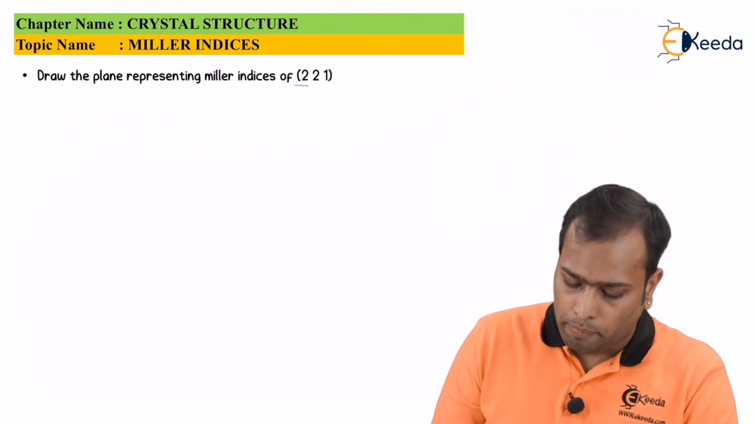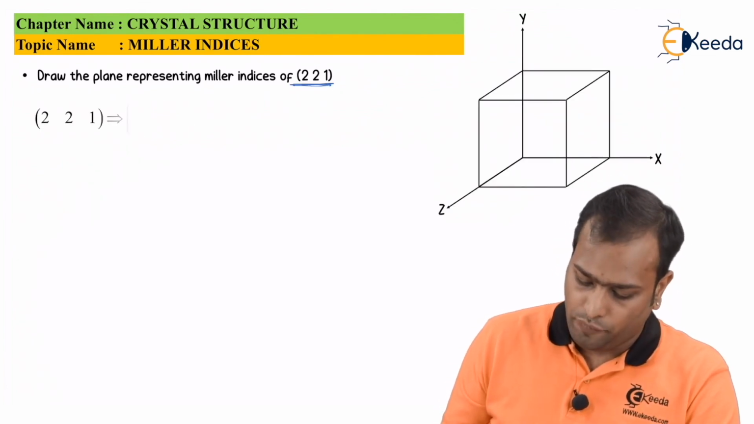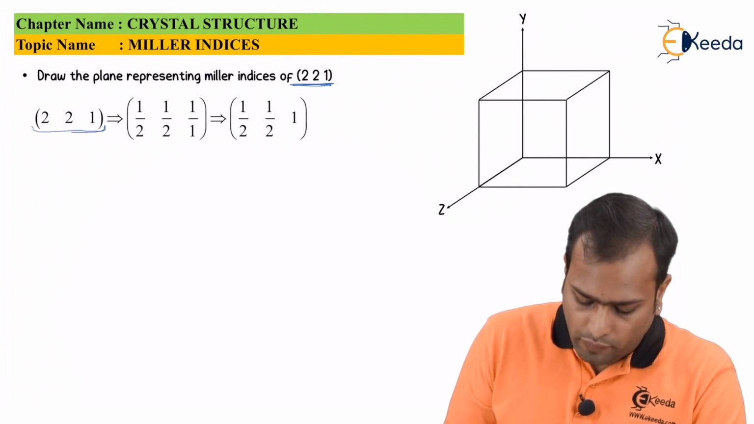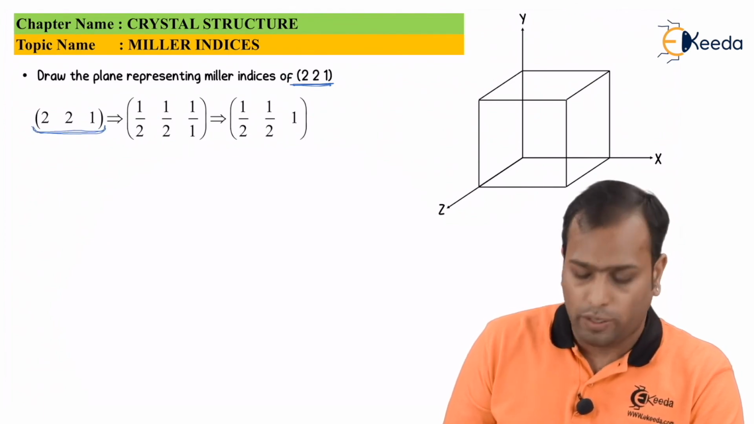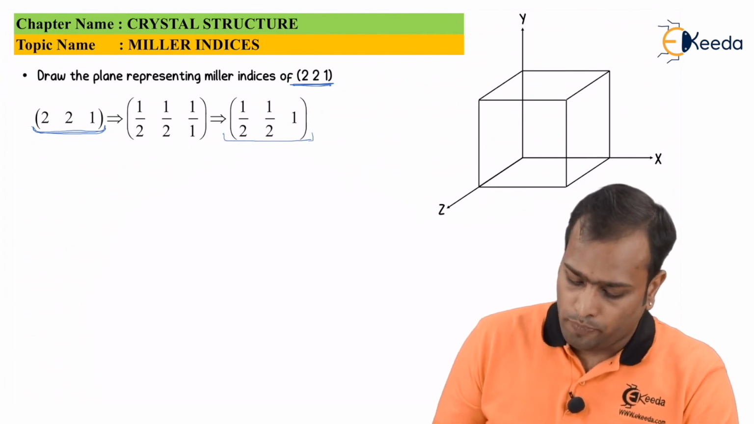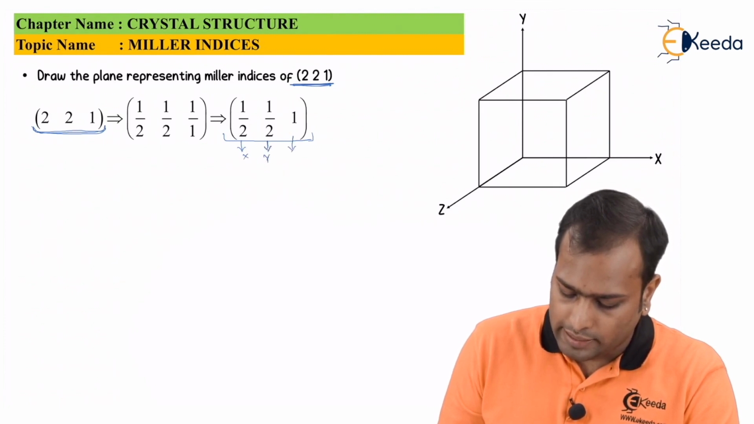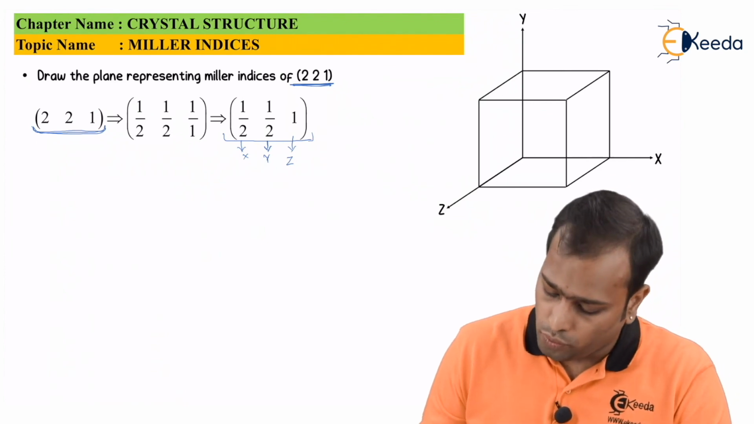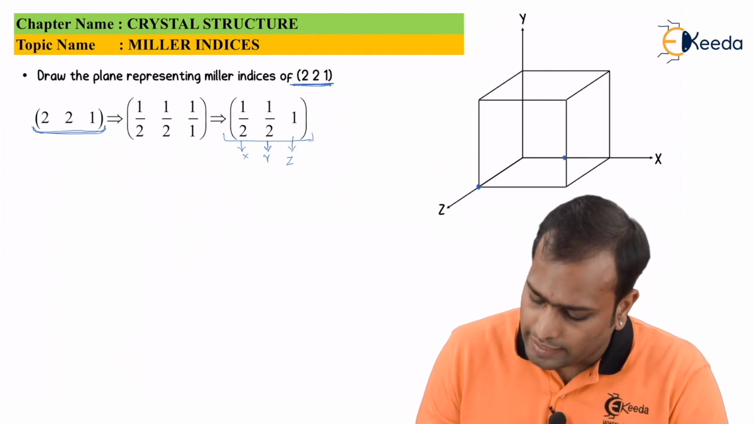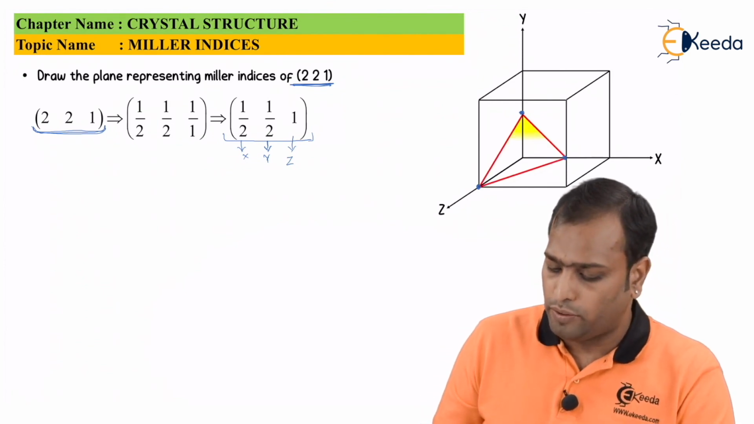Now we are asked to draw a plane representing Miller indices of 2, 2, 1. Now, the first step would be, we have 2, 2, 1. We'll be taking reciprocals, which is 1 by 2, 1 by 2, and 1 by 1. On solving, we'll get 1 by 2, 1 by 2, and 1. So, how would you read this? It is touching my x-axis at half, y-axis at half again, and on z-axis it is touching at 1. So, this would be my point on the z-axis. Somewhere here the point would be on the x-axis, and somewhere here the point would be on the y-axis. So my plane would be looking something like this.